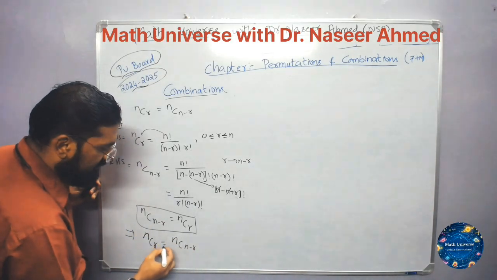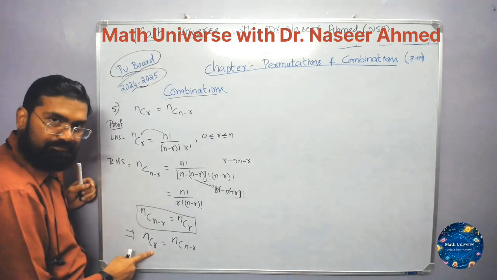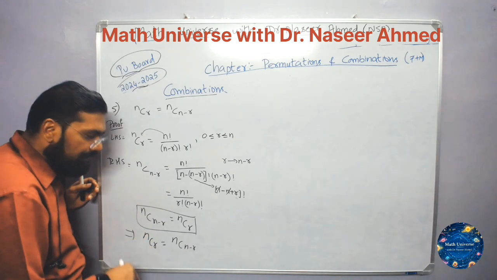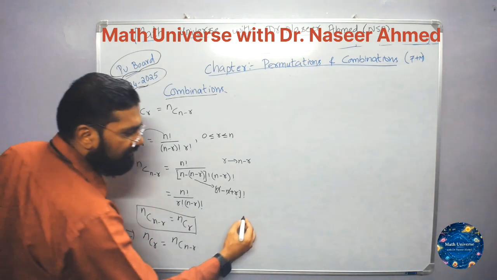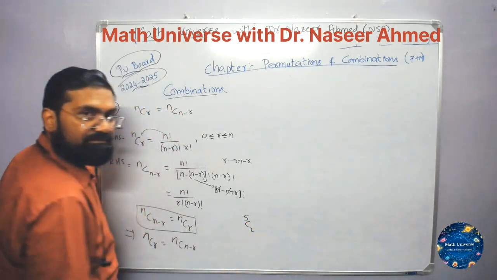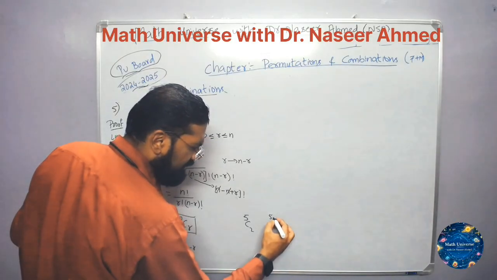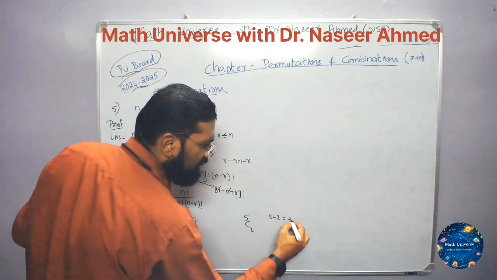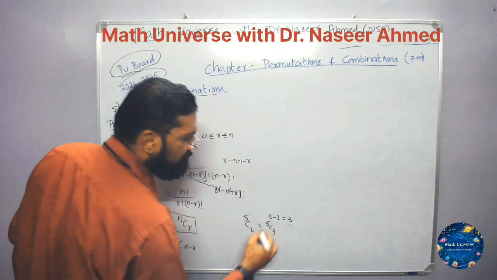What is the meaning of this? This implies the number of ways of selecting r objects out of n is the same as rejecting n minus r objects. For example, I've got 5 objects. Out of 5, when I'm selecting 2 objects, it is the same as out of 5, I selected 2 objects. So 5 minus 2 is 3, so it means I rejected 3 objects. So 5C3, both are the same.